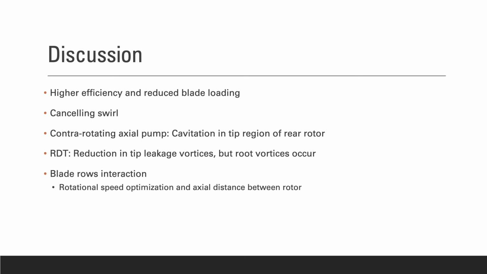The blade row interaction between the front and rear rotor must also be addressed. As mentioned, rotational speed optimization was suggested to solve this problem, but also axial distance between the rotors can solve this. A study has shown that the front rotor showed improvements by having a larger axial distance, and that the rear rotor did not. But this is something that will be investigated further in the next phase of this project.